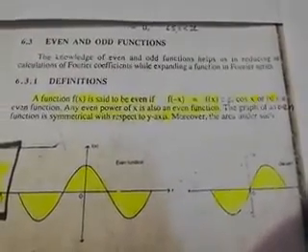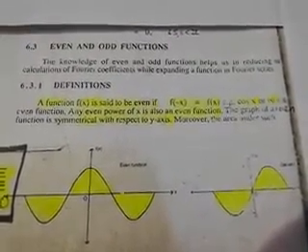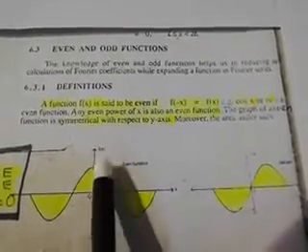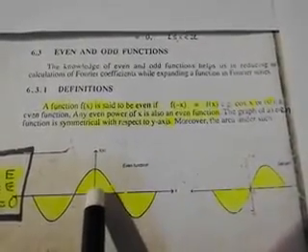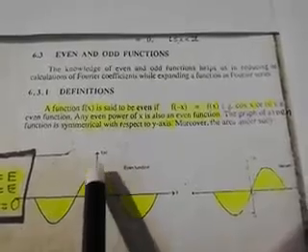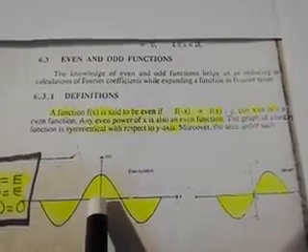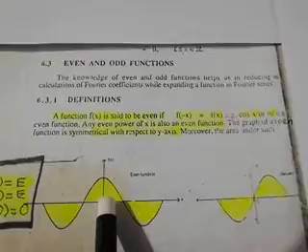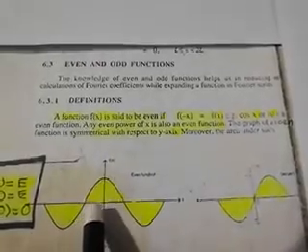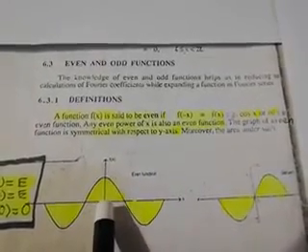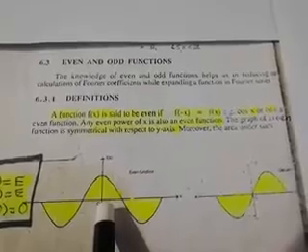Even functions are basically symmetrical about the y-axis. If you look over here, these are symmetrical about the y-axis, and if you put a mirror on the y-axis, it is exactly the reflection of the same image. Okay, so a mirror image basically gives you an even function.